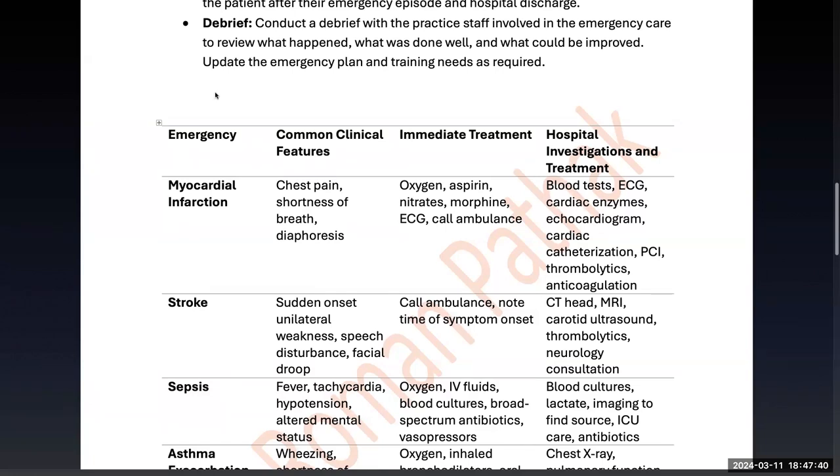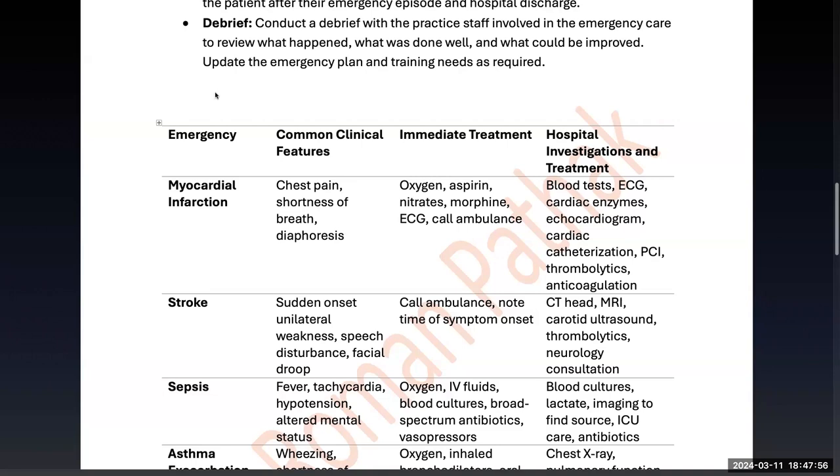So you look at the build of the child, and you make your assumption of roughly what the weight of the child could be. Up to 20 kilo, go for 0.15 ml. Then for 20 to 40 kilo, go for 0.3 ml. And then after that, go for 0.5 ml. So that way you can quickly make that decision.